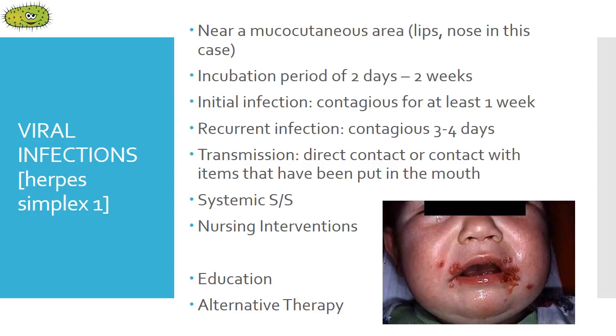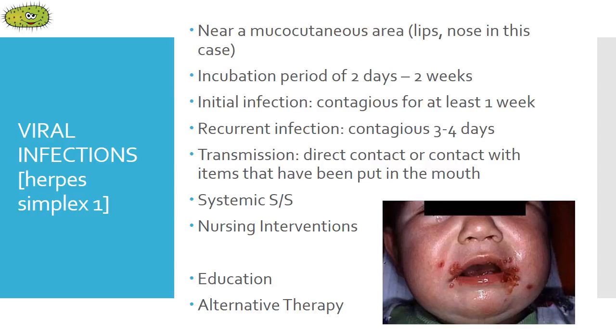Transmission is either from direct contact or contact with items that have been put in the mouth. So anything that's been put in the mouth goes into somebody else's mouth, and that causes an issue. If herpes simplex 1 becomes systemic and gets into the bloodstream, you'll see fever, irritability, and enlarged and very tender lymph nodes.